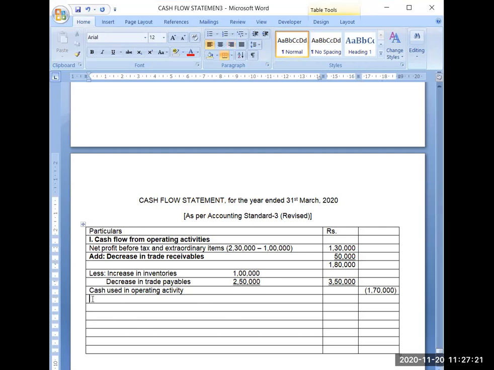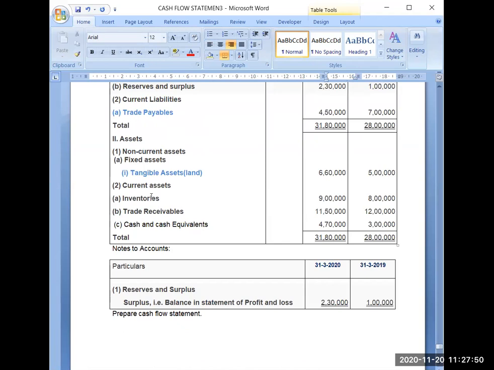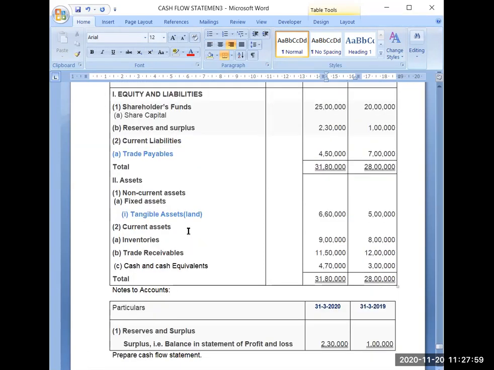Now second part is cash flow from investing activity. For that, we have to check the balance sheet. See, this area we have used in operating activity, and this area we have used in operating activity. You have to check whether any part of the balance sheet has been not covered in the full cash flow statement. That means your question will not be correct.